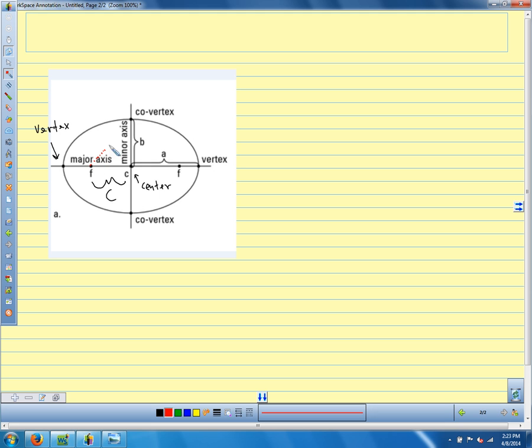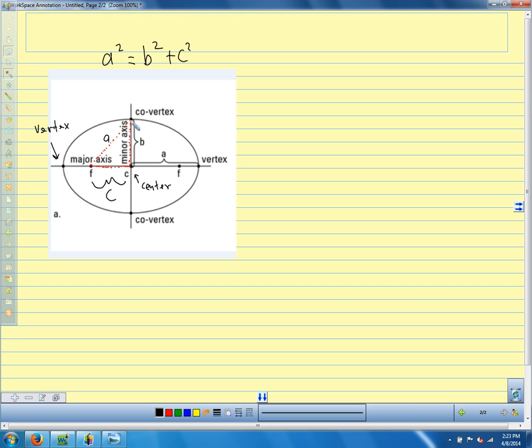Dotted line here. And I'm going to make this triangle that goes from the center to a focus and then up to the end of a minor axis. This length is C. This length is B. The hypotenuse of that right triangle is A. So always for an ellipse, A squared equals B squared plus C squared.